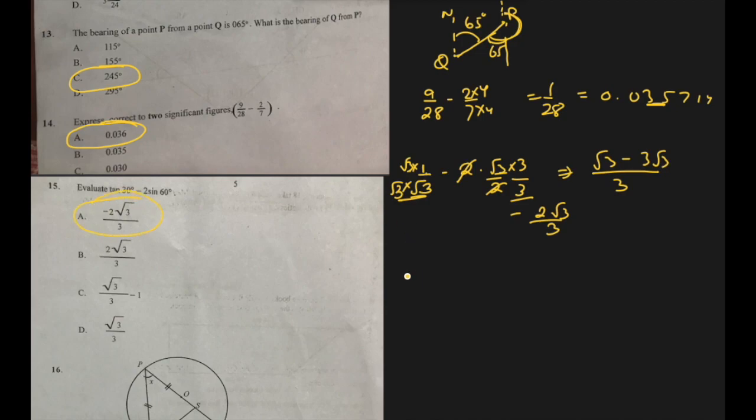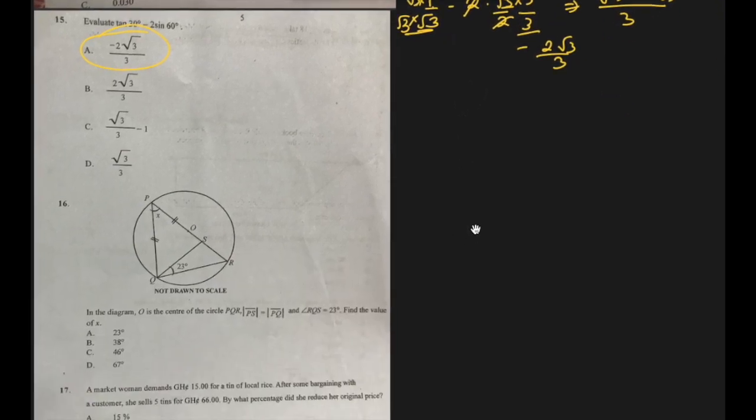Okay. Next is on circle theorems. Number 16. In the diagram, O is the center of the circle, PQR, PS is equal to PQ.